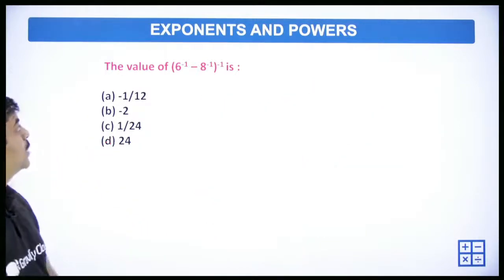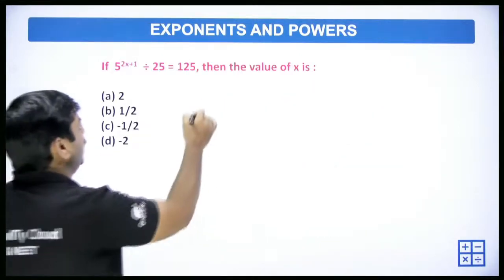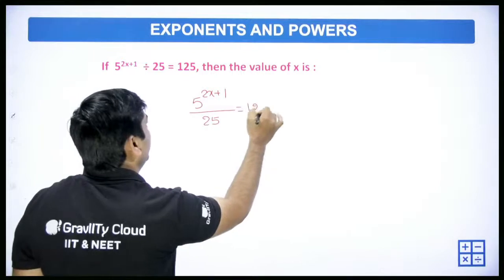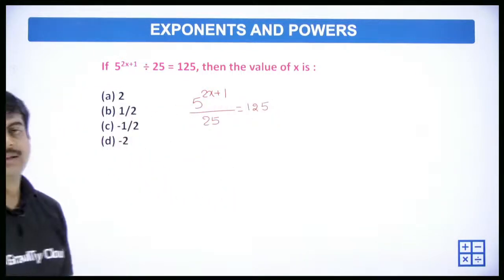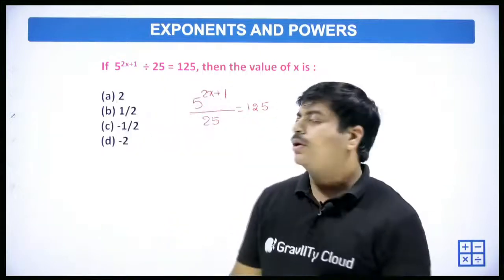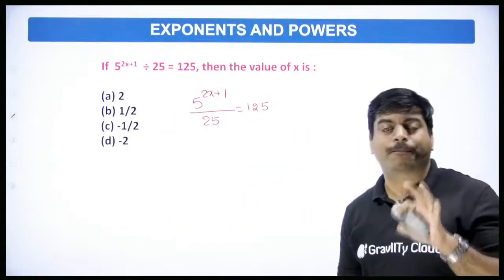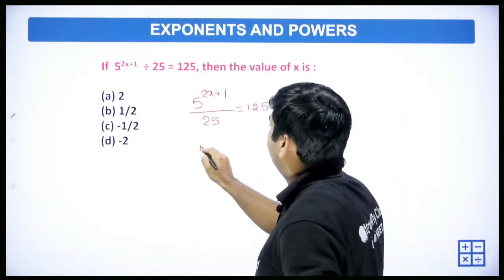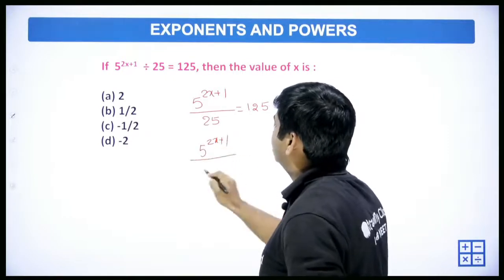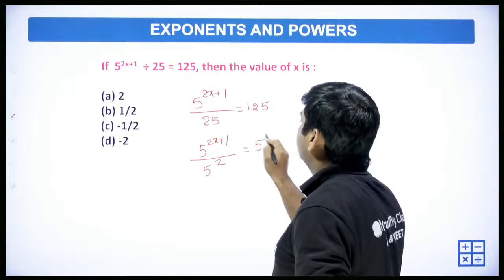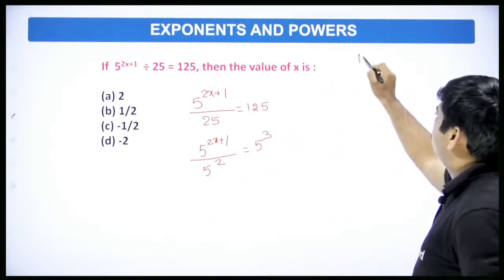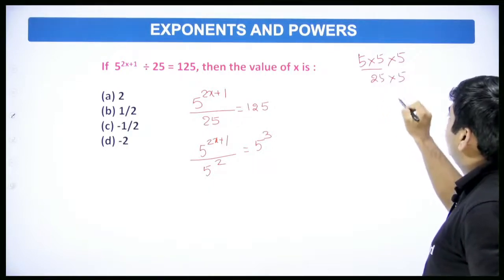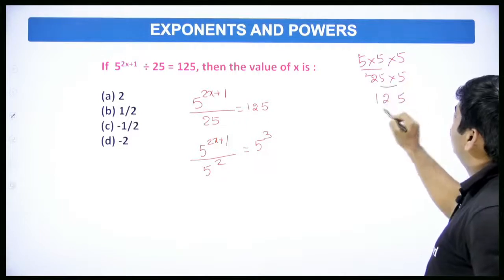Okay, so moving ahead, the next one. If (5 power 2x plus 1) divided by 25 is equal to 125, then the value of x is. The point is, we need to convert this in terms of exponents of 5. This is already with 5, so don't worry about that: 5 power 2x plus 1. The 25 below is 5 square, and this 125 is 5 cube, 5 into 5 into 5. 5 5s are 25, into 5 is 125.